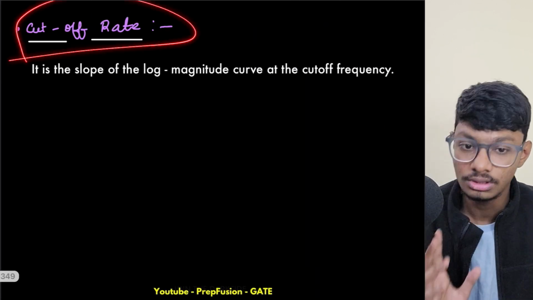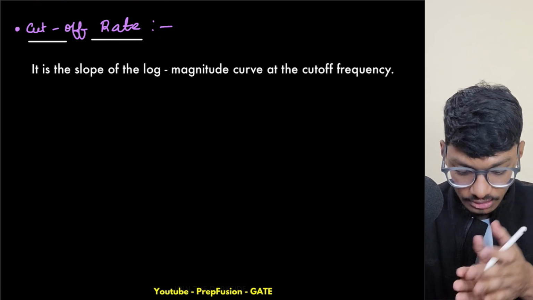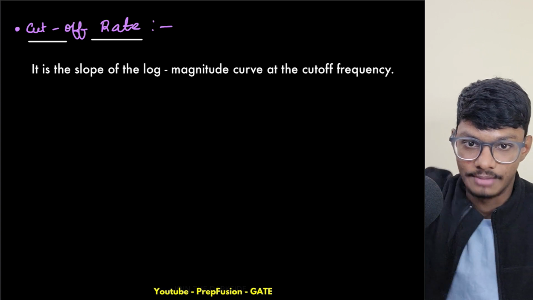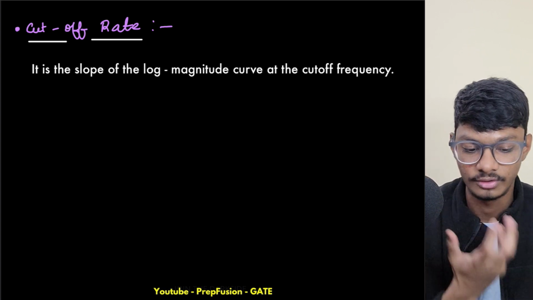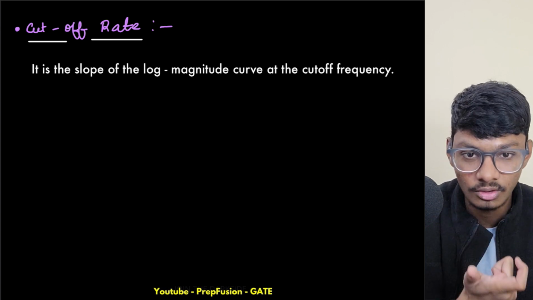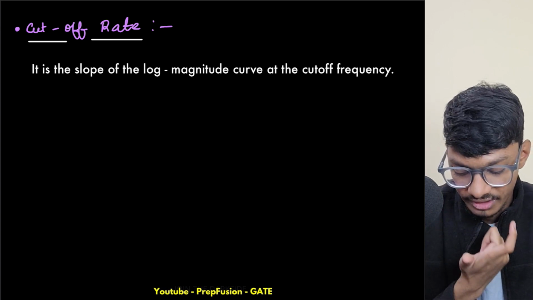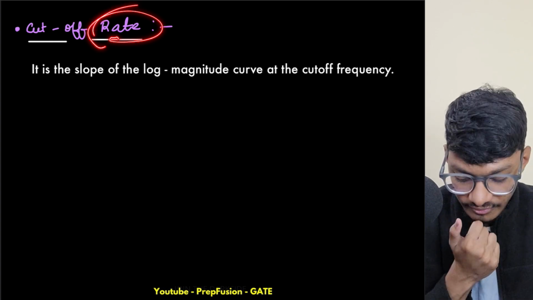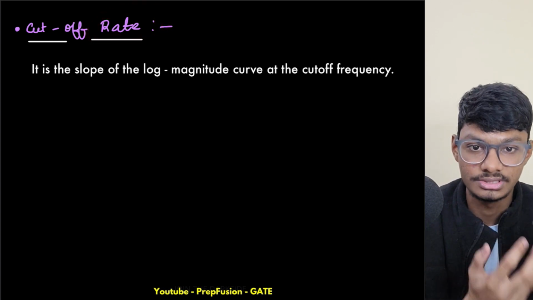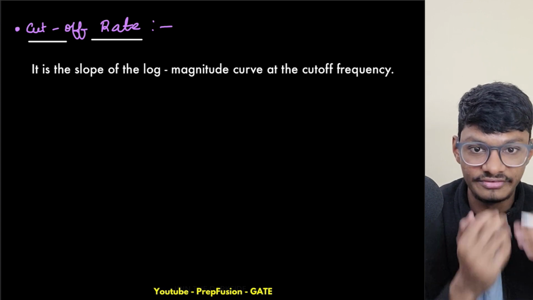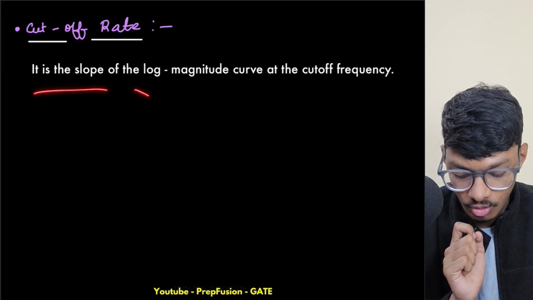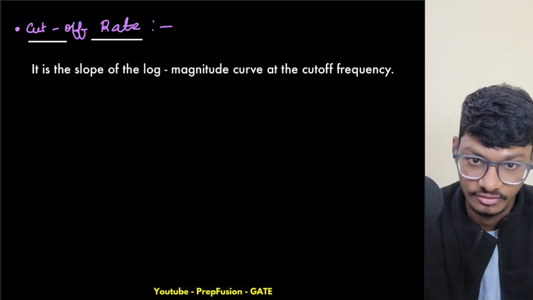Now, what about the cutoff rate? This one I skipped over, in that chapter on the frequency response of standard second order systems. It doesn't matter, these things are just terminologies. Wherever rate comes up, it is definitely some change in time, or change in something, differentiation of something. So here it is the slope of the log magnitude curve at the cutoff frequency.